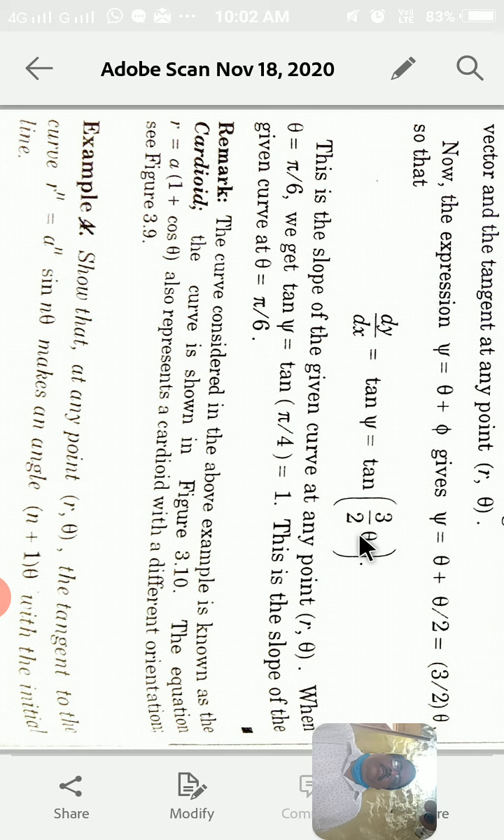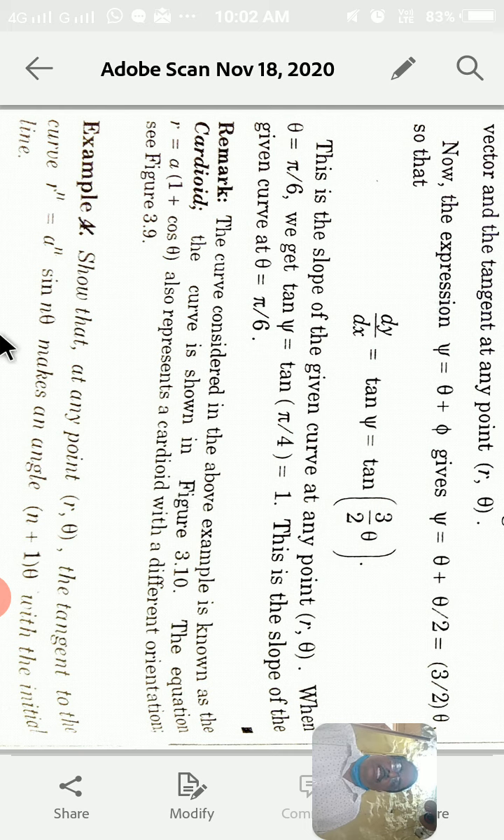So pi by 6 times 3 by 2: the 3 ones are 3 and the twos cancel. It gives pi by 4. So tan psi is tan pi by 4. The value of tan pi by 4 is always 1. Therefore the slope of the curve is equal to 1. Okay, so this is how we solve the problem.